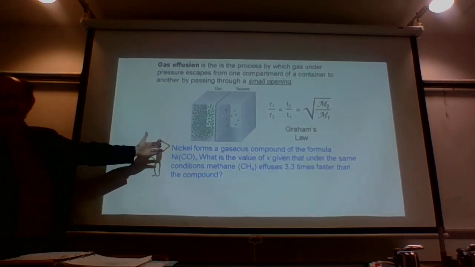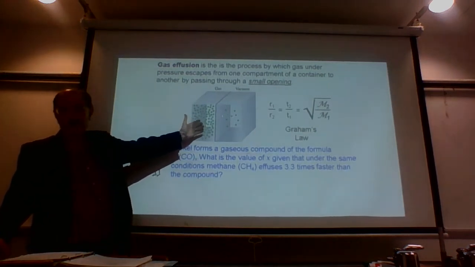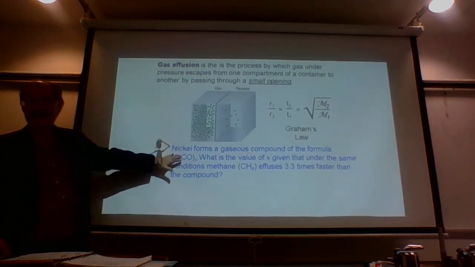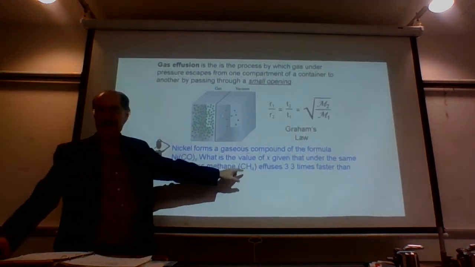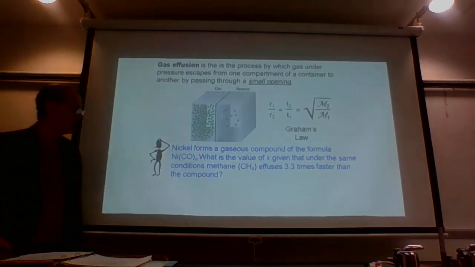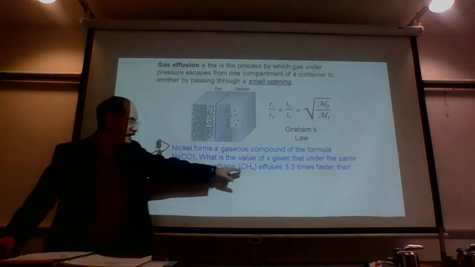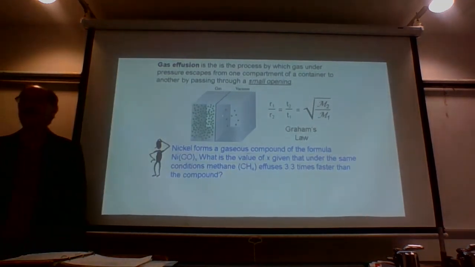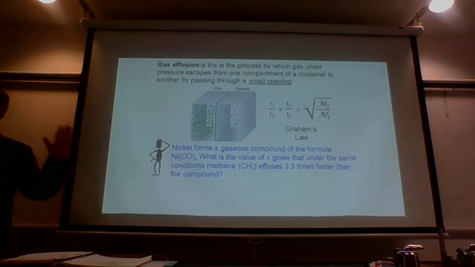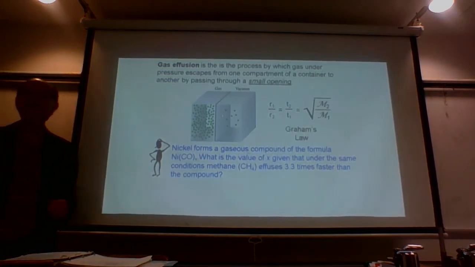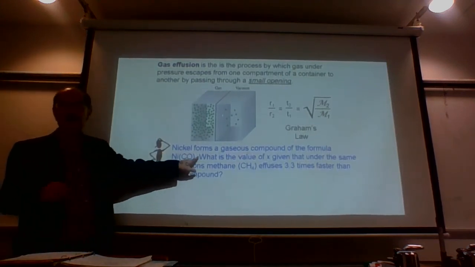So let's say that I do an experiment where I measure the rate of effusion of this gas, and I measure the effusion of methane, a gas that I know exactly what it is, right? And I find that under the same conditions, methane effuses 3.3 times faster than my unknown compound. All right, that's my data. How do I use that to find out what is the value of X? In other words, what is the formula of this compound?